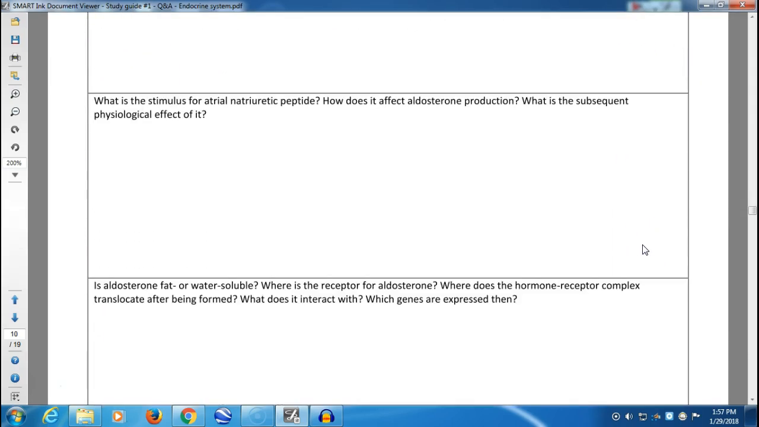Stimulus for atrial natriuretic peptide: high blood pressure. Atrial natriuretic peptide inhibits aldosterone. And there you go. So the subsequent physiological effect is natriuresis and lowering of blood pressure.